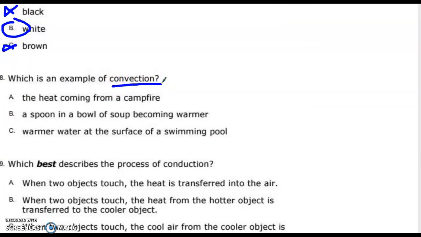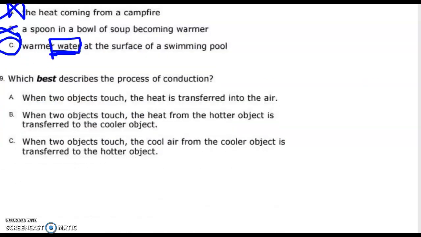What's an example of convection? Nolan, is that heat coming from a campfire? Not beside it. Maybe over it, but not beside. So let's keep it on there. Maybe. A spoon in a bowl of soup becoming warmer. That's conduction. Warmer water at the surface of a swimming pool. Again, we're talking liquids and gases. That's your best answer. If you answered A, they're considering that radiation. They didn't say over the campfire.